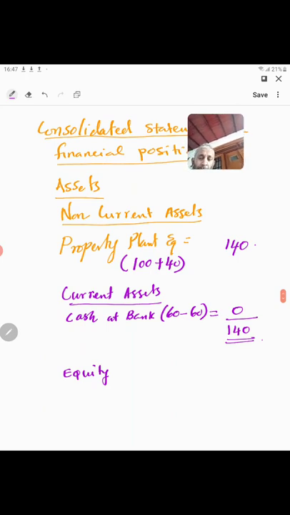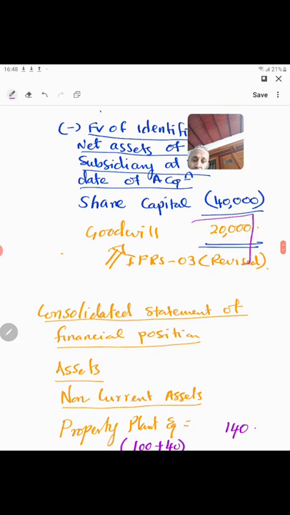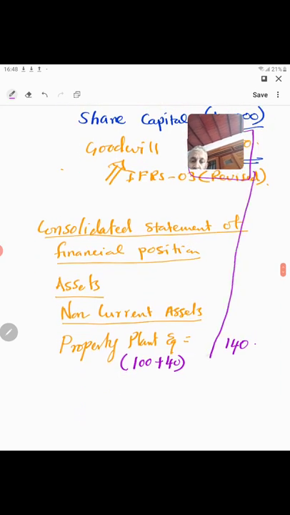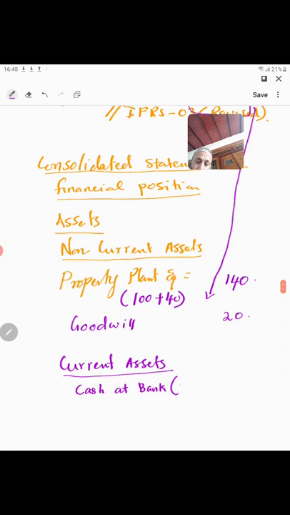Here one thing I actually missed out. This calculation that we have done here needs to be brought in. So that is goodwill. Goodwill is 20, and under current assets, cash at bank 60 minus 60, which is 0. So now we take the total. If we take the total now, that comes to 160.